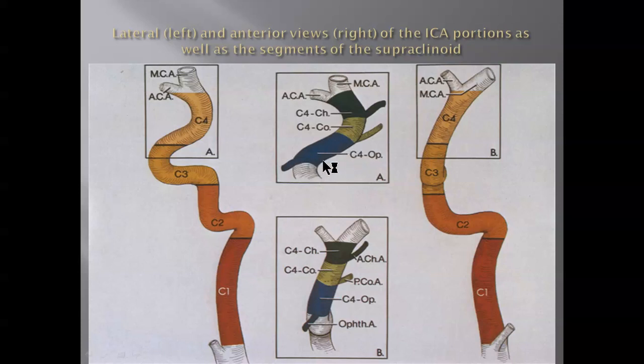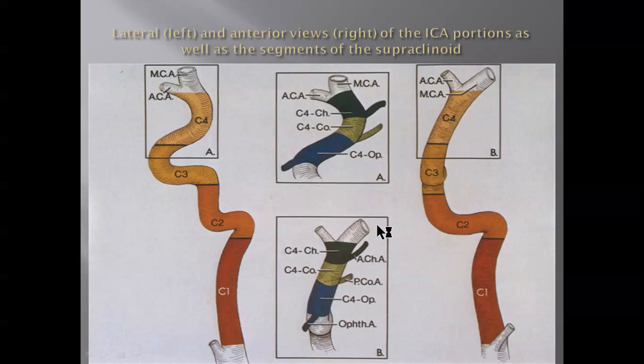So the C4 ophthalmic segment starts from the origin of the ophthalmic artery till the origin of the posterior communicating artery. Now the C4 communicating segment starts from the origin of the posterior communicating artery over here till the origin of the anterior choroidal artery, and the C4 choroidal segment starts from the origin of the anterior choroidal artery till the internal carotid artery terminates into the anterior cerebral artery and the middle cerebral artery.